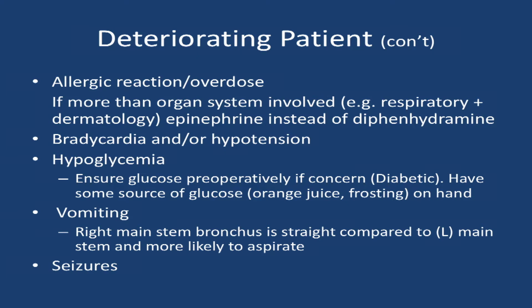Is the patient hypoglycemic? Ensure glucose preoperatively, if concerned, for a diabetic. Have they had some source of glucose to begin with, orange juice or frosting? Is having that on hand? Is vomiting occurring? Because the right main stem bronchus is straighter, it's more likely to be affected than the left main stem and more likely to aspirate. And seizures. Is the patient having a seizure? Is a seizure related to overdose of local anesthetic, or is a seizure related to the patient having some seizures in their medical history? So it's important for us to know that those things go on.